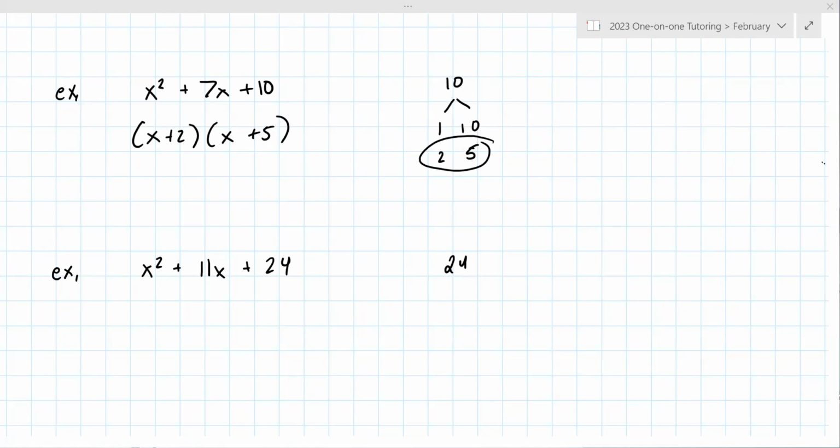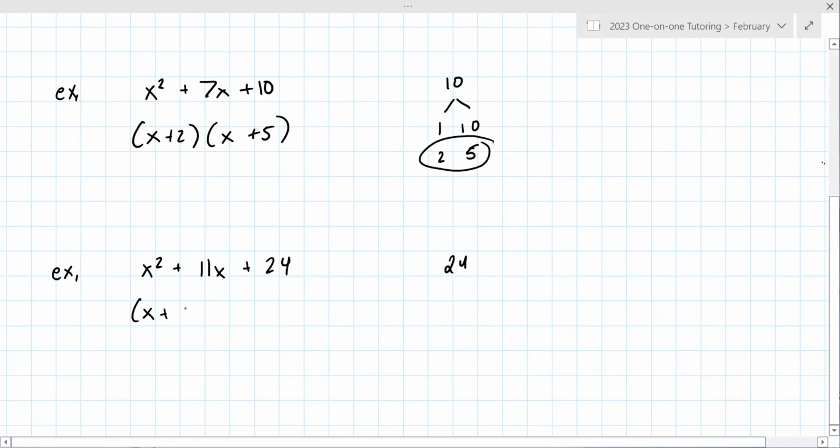Is it 8 and 3? It is 8 and 3. So it would be x plus 8, x plus 3. Okay. Very good. So these are all of the problems we just did just now.